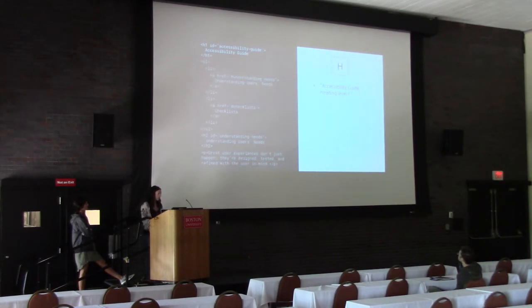If the user is using the H key to navigate by headings, it reverses the order. Now it announces the name of that heading first, "accessibility guide," because they know that they're on a heading. And then it announces "heading level 1." And then the second time they hit the H key, it'll say "understanding user's needs, heading level 2."